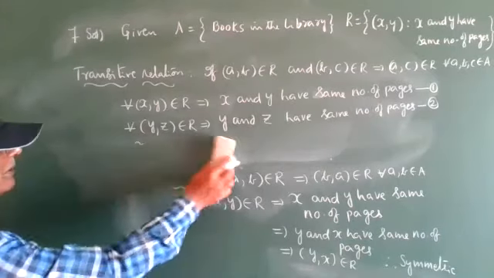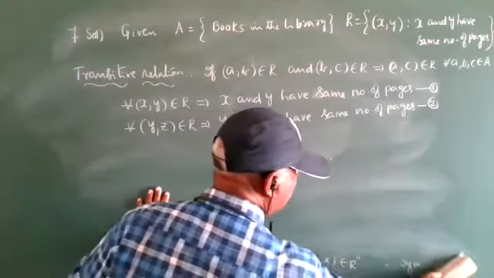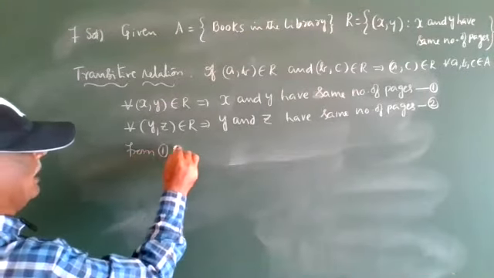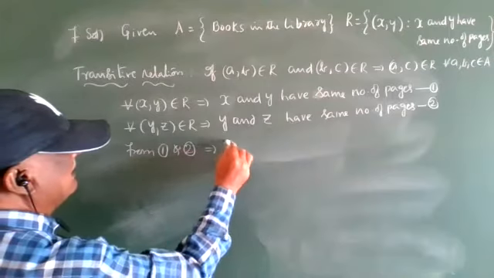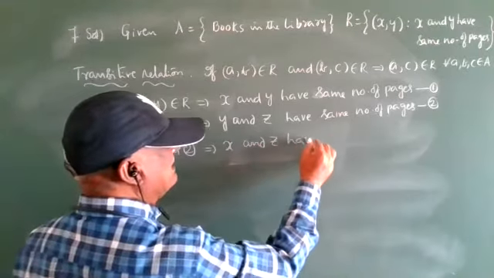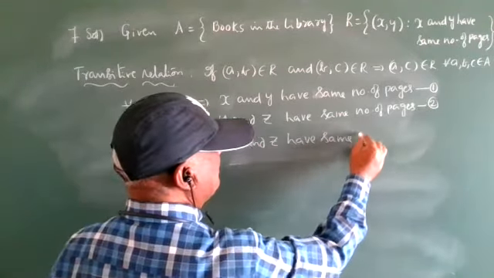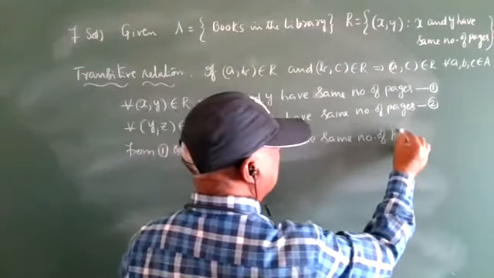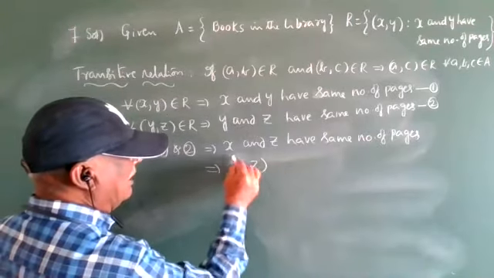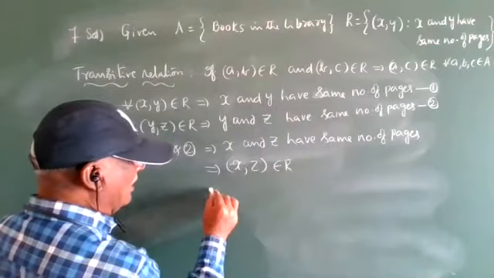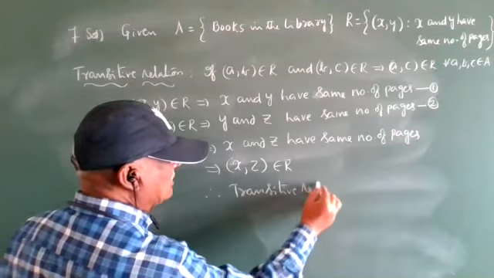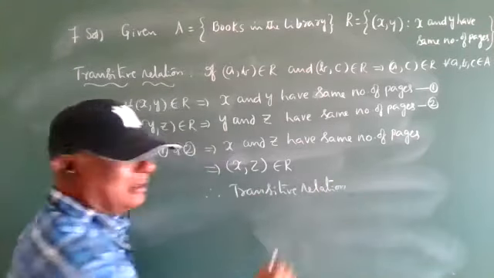Therefore, now write down: from 1 and 2, x and z have the same number of pages, that implies (x, z) belongs to R. Therefore, transitive relation. Okay, now?